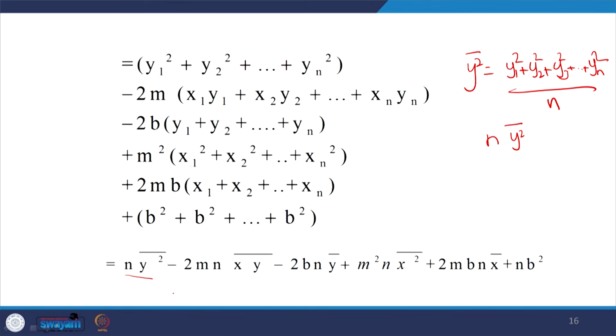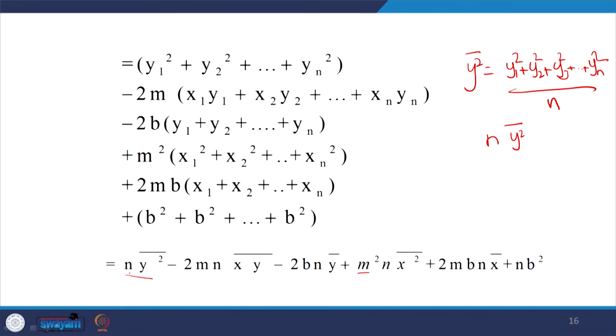Similarly, the second term x1 y1, x2 y2 plus up to xn yn can be written as xy bar multiplied by n. The remaining term is 2m, so 2m and xy bar. The next one is minus 2b, that I am going to write as n y bar. Similarly, for the third term, the m square will come as it is. So x1 square plus x2 square and so on, I am going to write in terms of n multiplied by x square bar. The next term is 2mb, I am going to write n x bar. There are n b squares, so I am writing n b square.